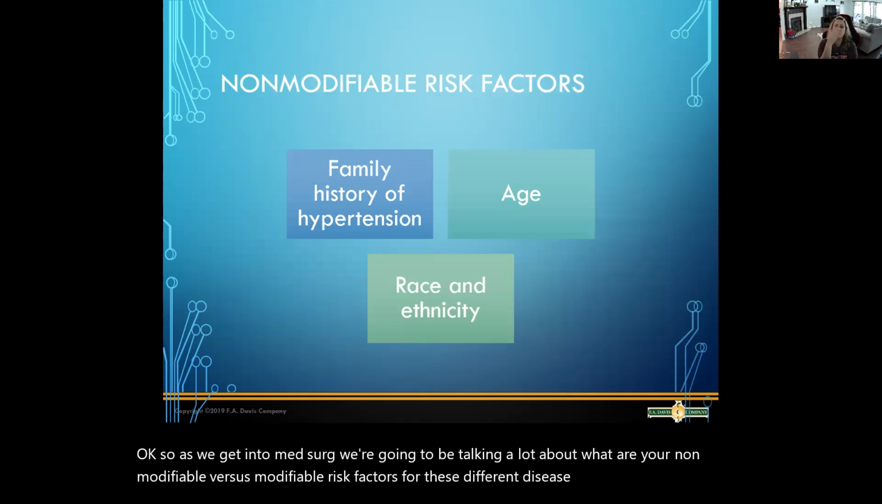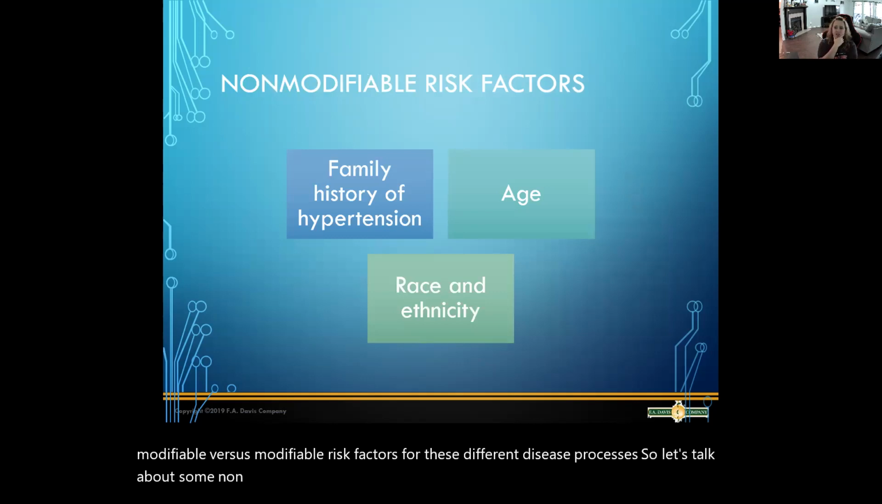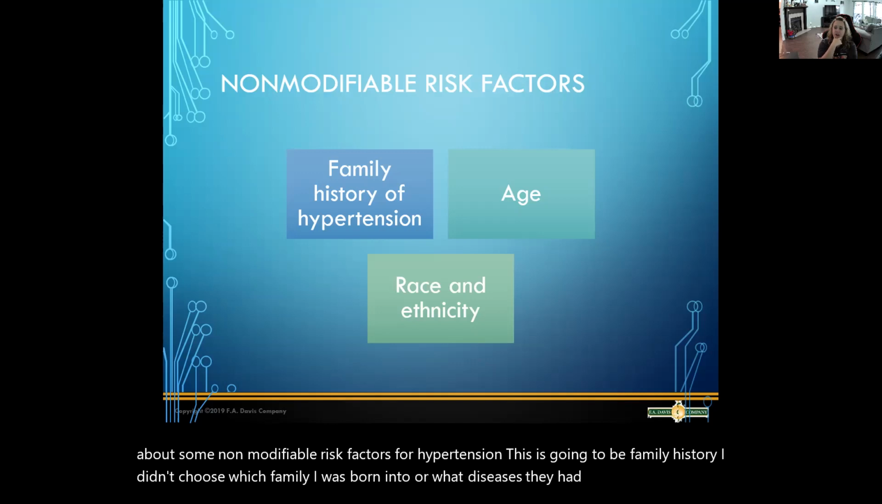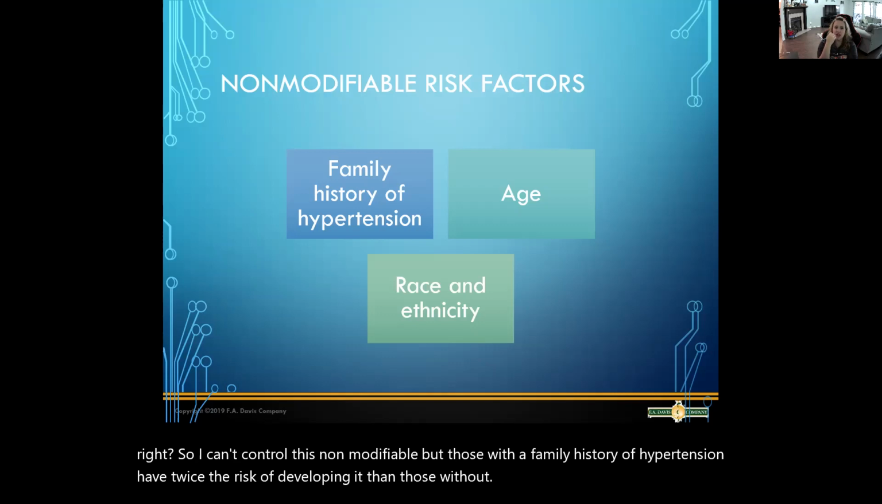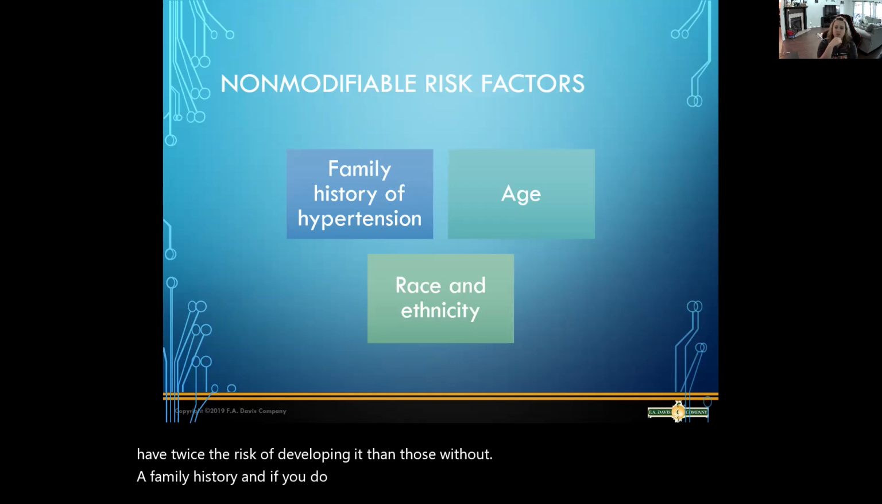So let's talk about some non-modifiable risk factors for hypertension. This is going to be family history. I didn't choose which family I was born into or what diseases they had, right? So I can't control this. It's non-modifiable. But those with a family history of hypertension have twice the risk of developing it than those without a family history. And if you do have a family history of someone with hypertension, you should be screened annually.